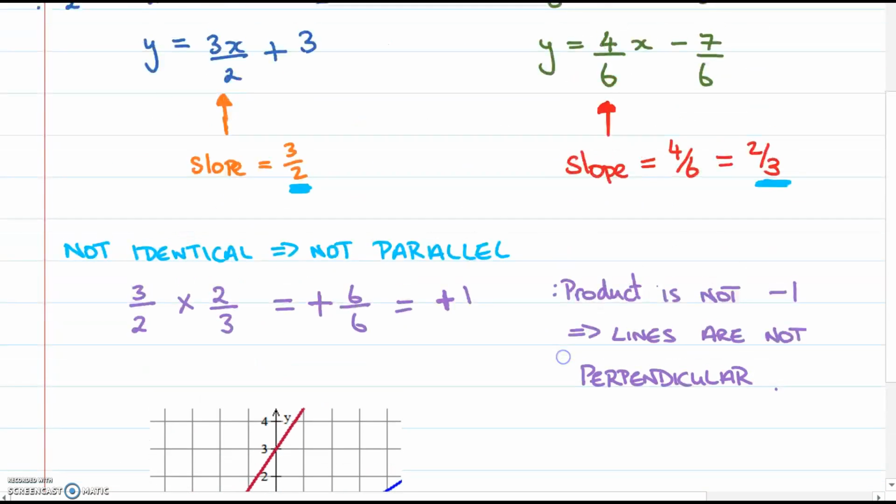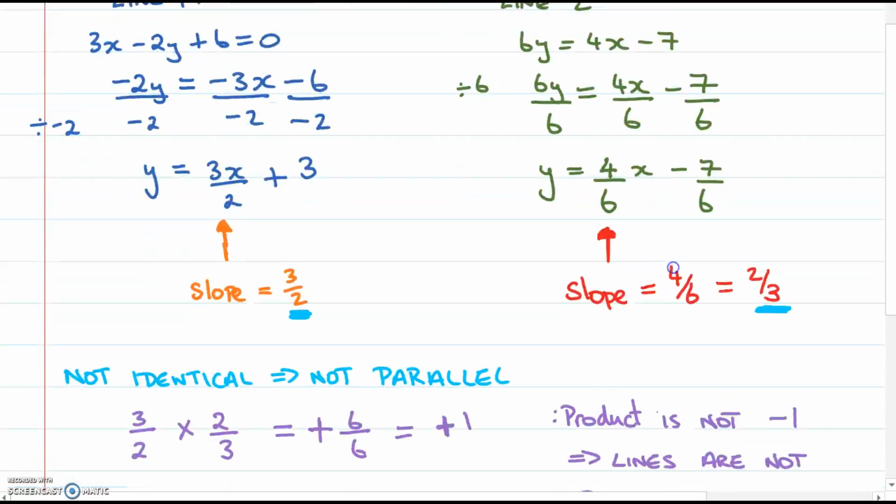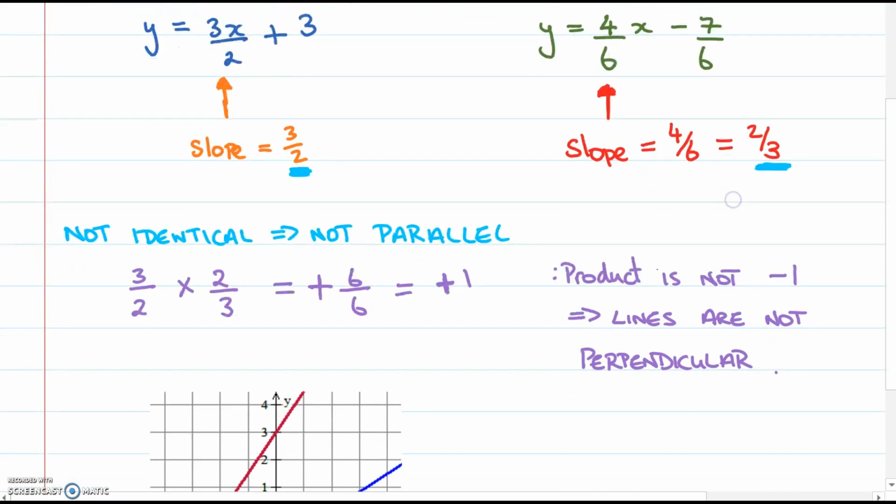So that's how you do it. Find the slope of each line. If the slopes are exactly the same, they're parallel. If the slopes multiply together to give you minus 1, then they're perpendicular. If they multiply together and give you any other number, then they're not perpendicular.